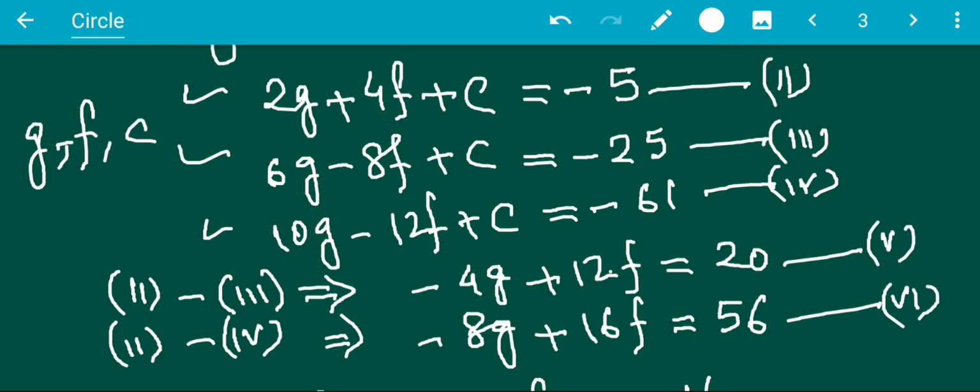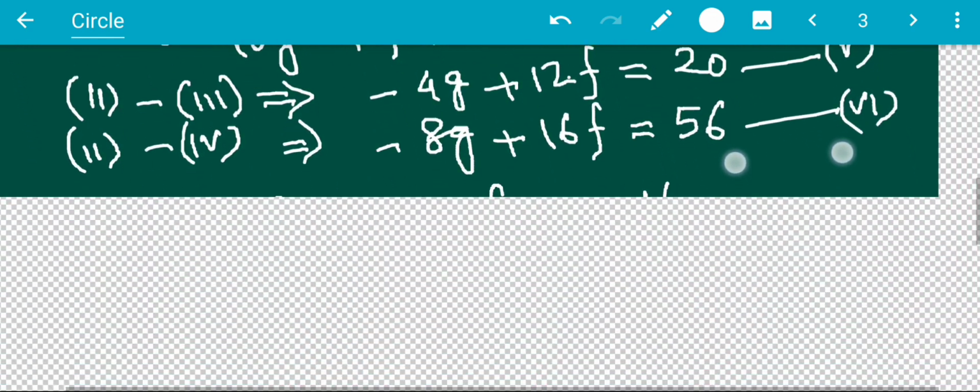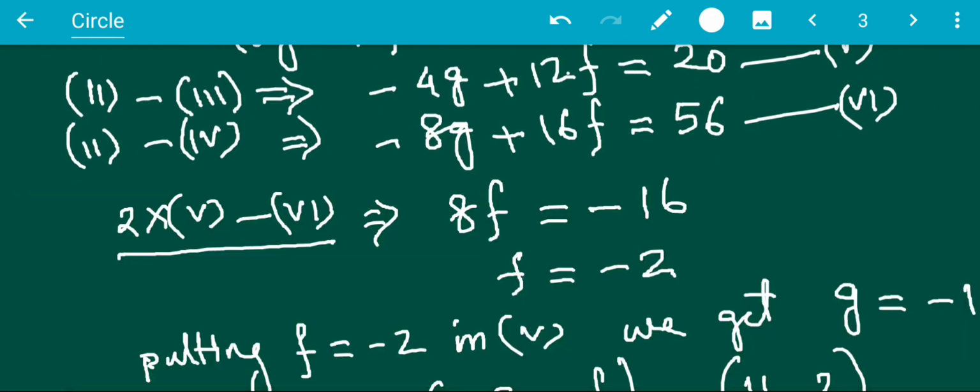So we can solve this entire system very easily using matrix method or by elimination methods. Here we have solved through elimination method. We fix equation 2 and subtract equation 1 and equation 3 from it, and we get these 2 equations in g and f. Now we can solve these equations very easily and obtain the value of g and f. So see, we have solved this system of equations. We got f equal to minus 2 and g equal to minus 1.